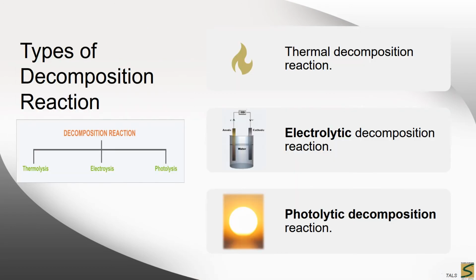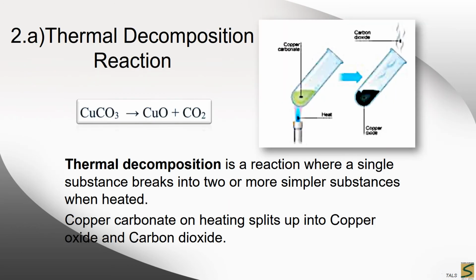This decomposition reaction is of three types: thermal decomposition, electrolytic decomposition, and photolytic decomposition. Let's see what thermal decomposition is. Look at the picture. Copper carbonate, which is a green colored compound, on heating has formed copper oxide, which is black. Along with that, carbon dioxide is also evolved.